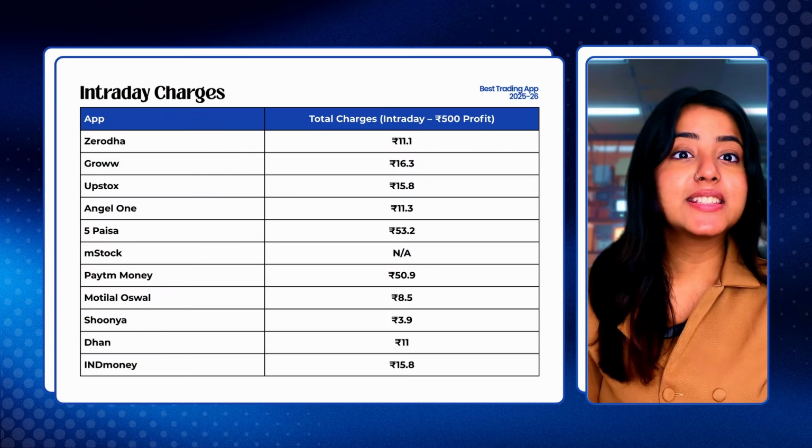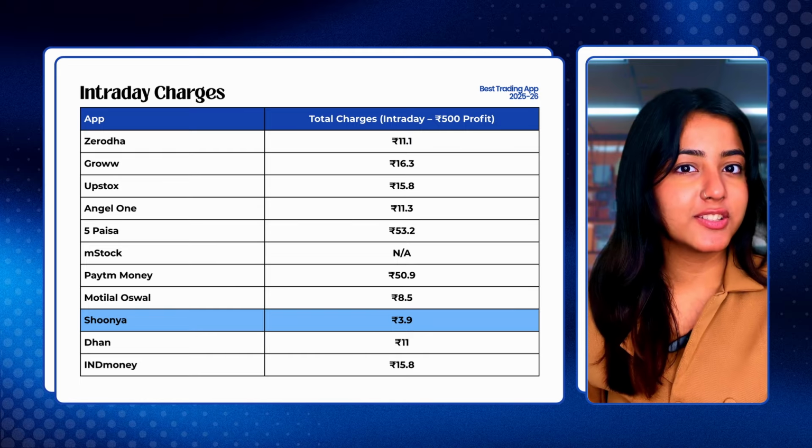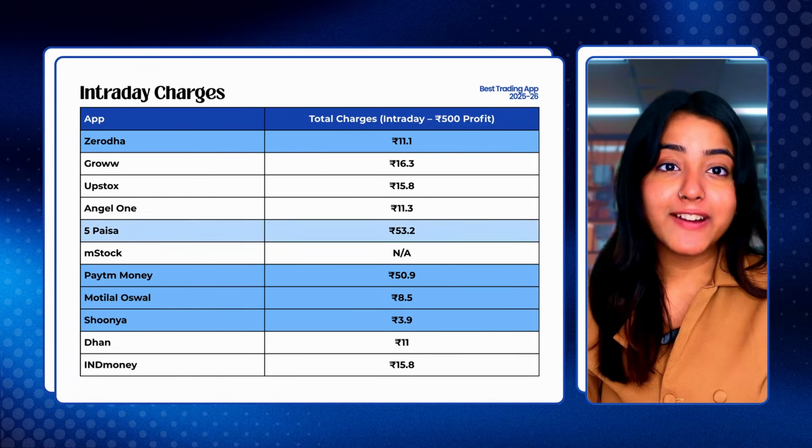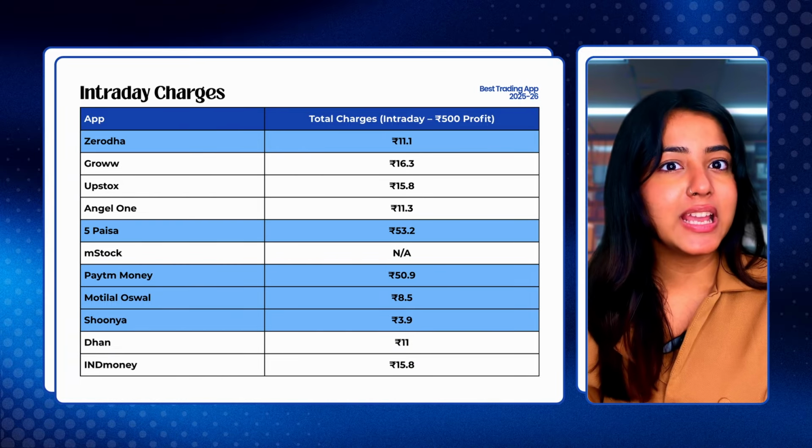I compared the intraday charges on all the apps this way. This makes the picture clearer. Here, it's clear that Shunya has the lowest charges, followed by Motilal, Dhan, and then Zerodha. Paytm Money and 5Paisa's charges are absolutely outrageous.